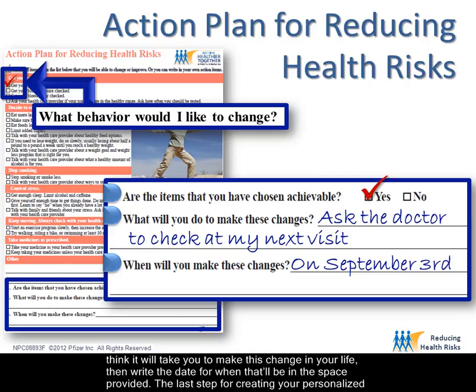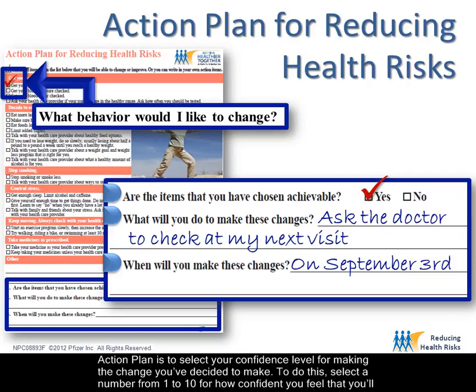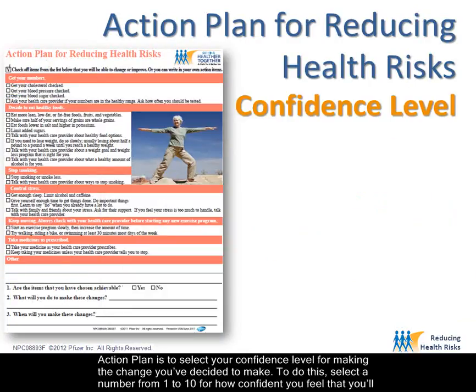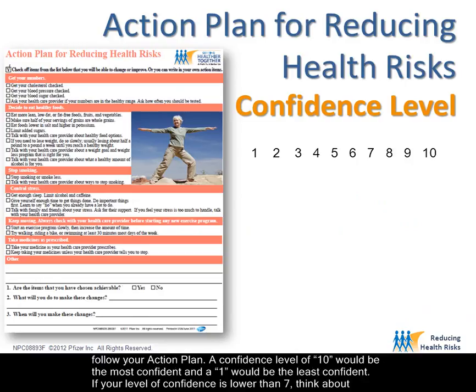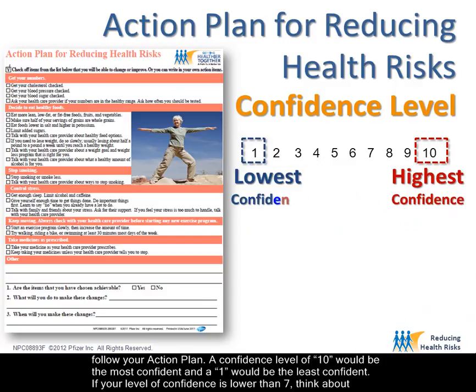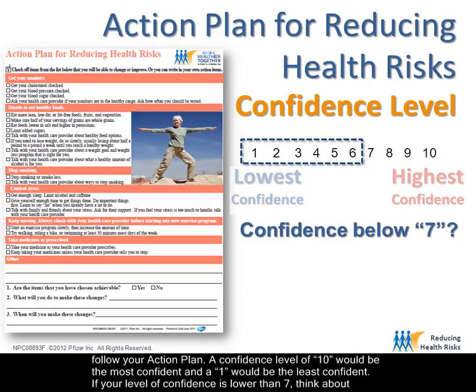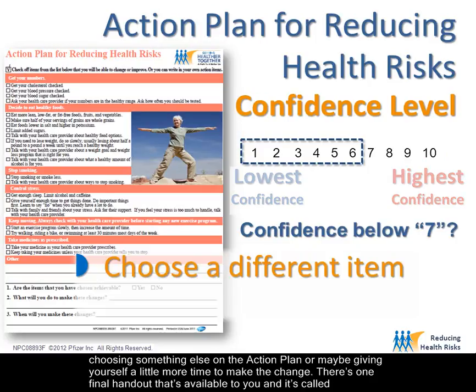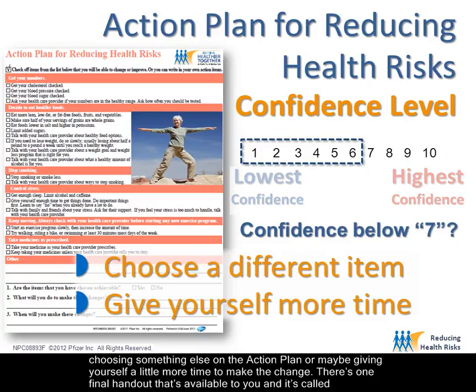The last step for creating your personalized action plan is to select your confidence level for making the change you've decided to make. To do this, select a number from 1 to 10 for how confident you feel that you will follow your action plan. A confidence level of 10 would be the most confident, and a 1 would be the least confident. If your level of confidence is lower than 7, think about choosing something else on the action plan, or maybe giving yourself a little more time to make the change.